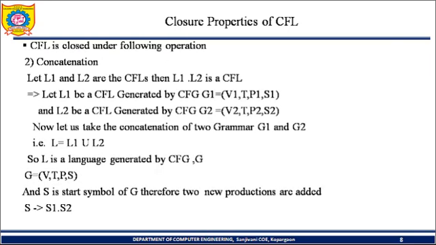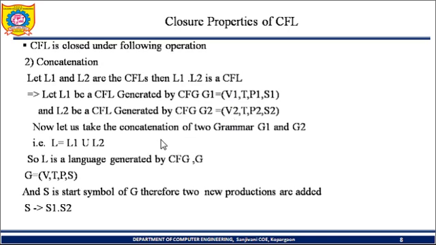Now, CFLs are closed under concatenation. So the second one is, it is also closed under concatenation. In concatenation, let L1 and L2 be two CFLs, then L1 dot L2 is also a CFL, that we want to prove. So L1 is the CFL which is generated by grammar G1 with the 4-tuple V1, T, P1 and S1. L2 is another CFL which is generated with the help of grammar G2, which is represented with V2, T, P2 and S2.